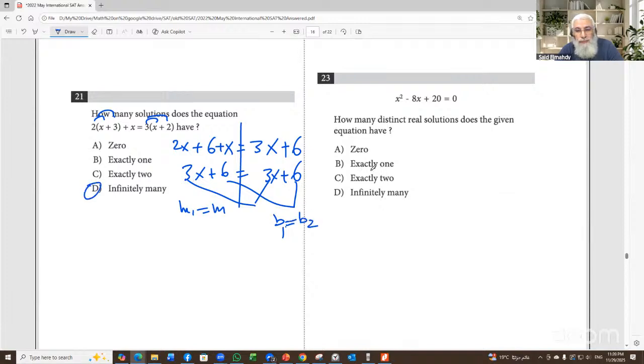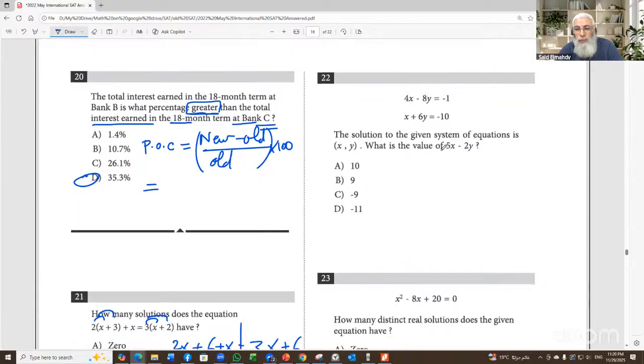Same line. Number 22, 4x minus 8y equals -8 and x plus 6y equals -10. The solution to the given system of equations is (x, y). What is the value of 5x minus 2y? I think we can add those two equations. 4x plus x is 5x, minus 8y plus 6y is minus 2y, and -8 plus -10 is -18. So the answer is -11.